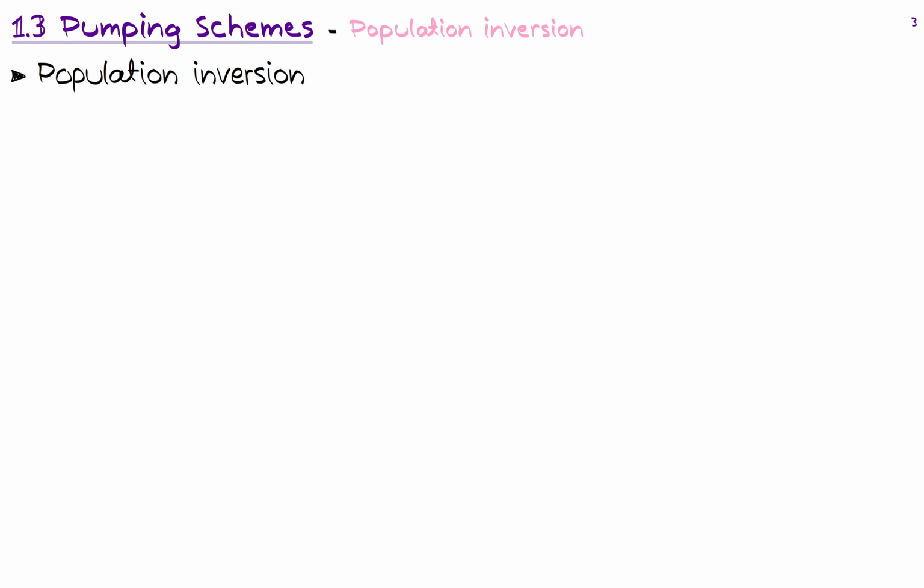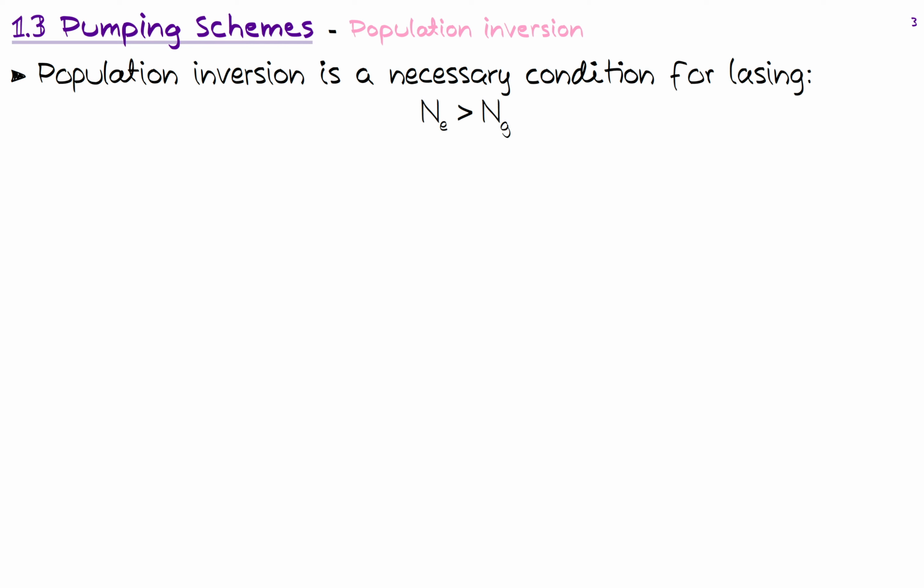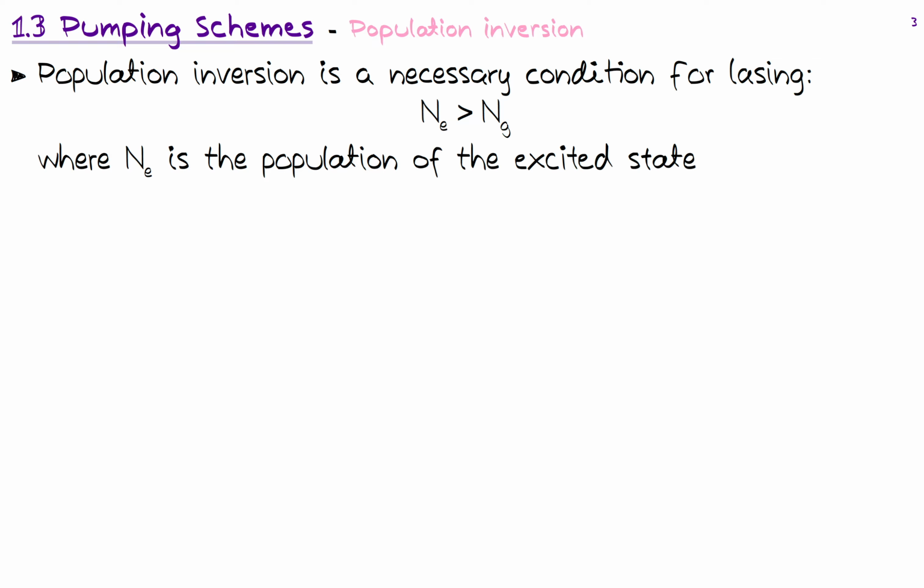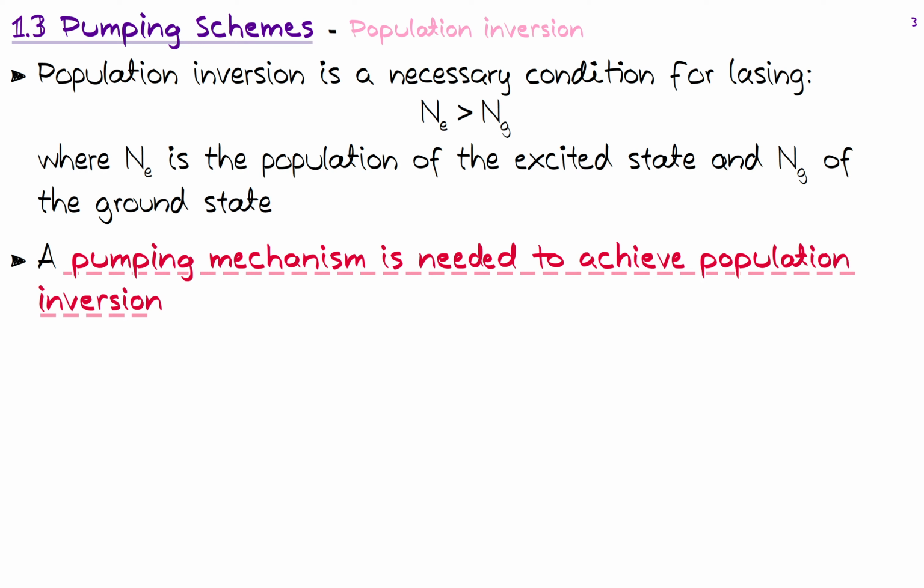I will just get started by recapping what we already learned in the previous lecture. The population inversion is a necessary condition for lasing, and what is required is that the electron population in the excited state must be larger than the electron population at the ground state. Here N_E is the population of the excited state and N_G is the population of the ground state. When we have more states than just two, things become a little more complicated in terms of sub-indices and terminology, but let's get into that later.